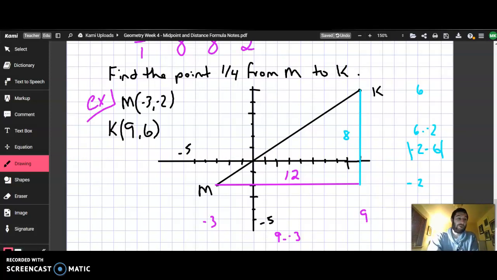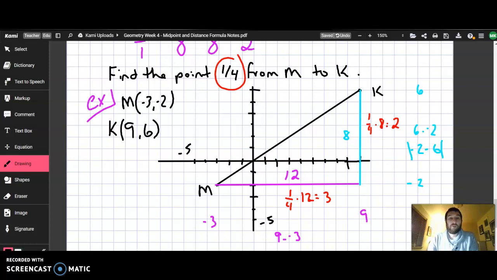So, ladies and gentlemen, we wanted 1/4 of all this. So what we have right now is we have 12 for our distance of x. So what's 1/4 of 12? So what's 1/4 times 12? Well, 1/4 times 12 is 3. And well, what's 1/4 of 8? So what's 1/4 times 8? 2.